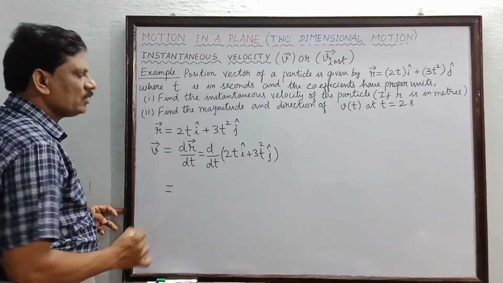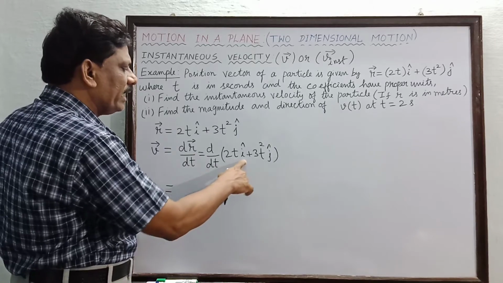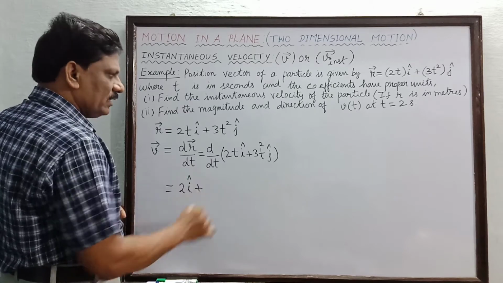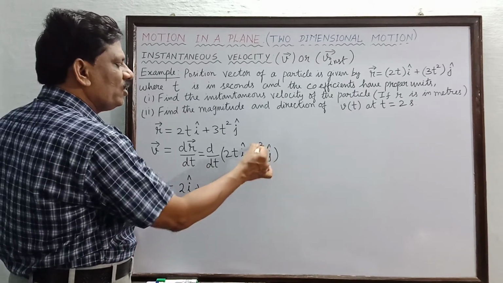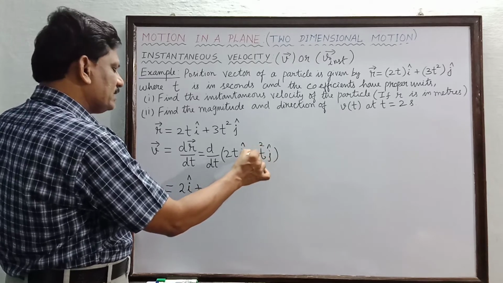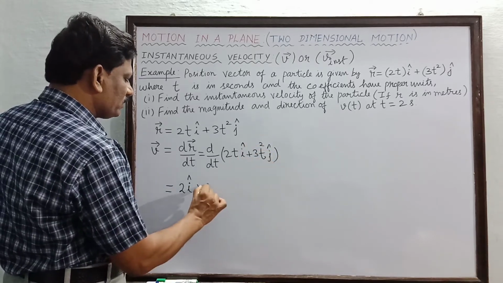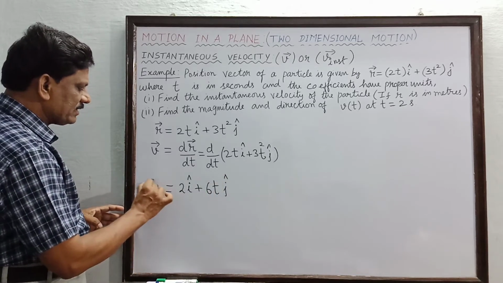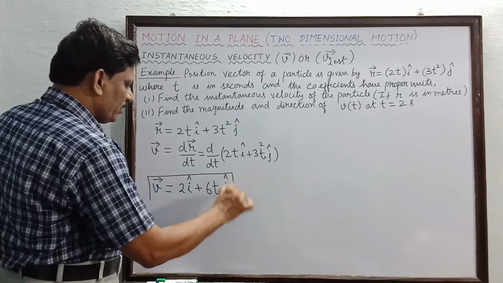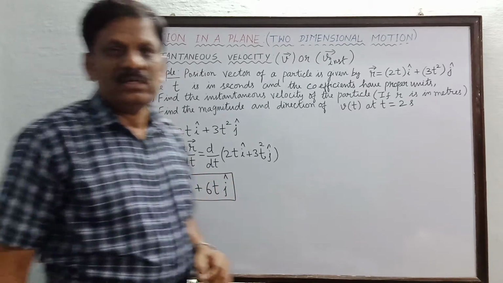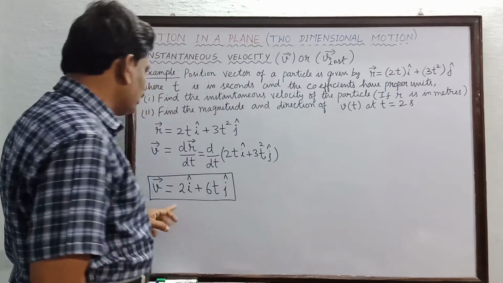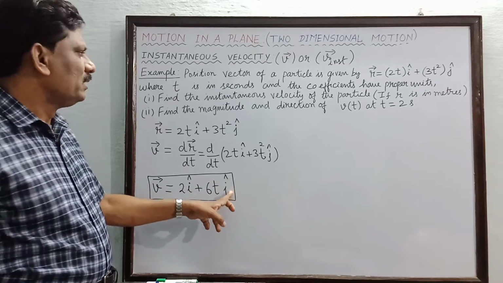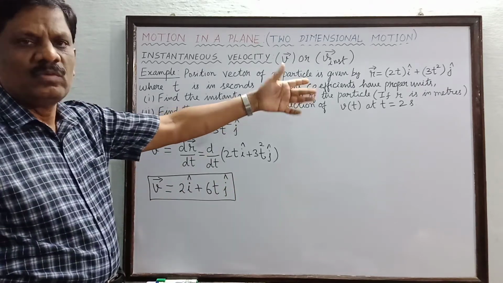So this is equal to d by dt of 2t, which is 2 i cap, plus d by dt of 3t square, which is 3 into 2, 6t, so 6t j cap. So this is the instantaneous velocity, which we have got in vector form. The instantaneous velocity v is found to be equal to 2 i cap plus 6t j cap. So the first portion is over.